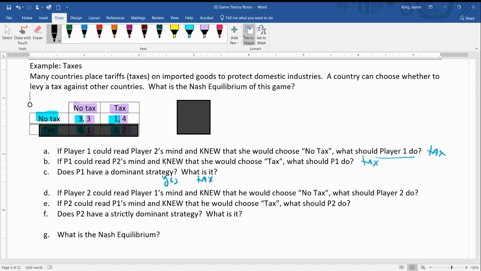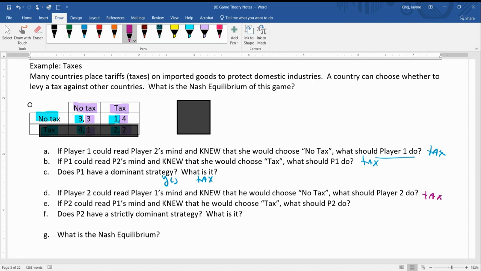So I have to be comparing the purple ones because that's the only one that I can see 2 options for. So when I compare my purple numbers, which one's better, 3 or 4? 4, definitely. So in that case, they should choose to do a tax.